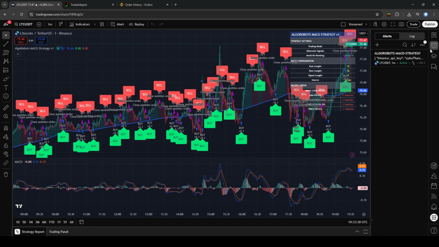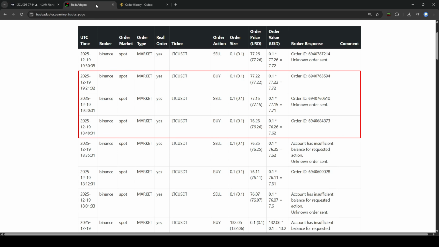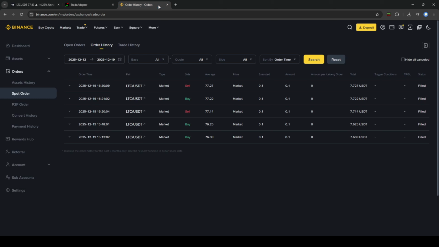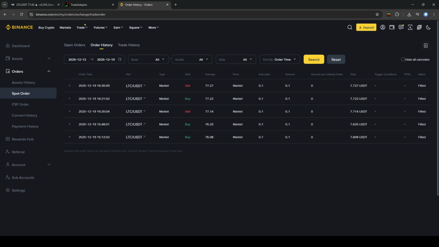After a few minutes, we go back to TradingView, and we can see the log showing the orders executed by our strategy. At the same time, those exact trades are reflected in TradeAdapter and directly on Binance, allowing us to confirm that the entire execution flow is working correctly. This is how we connect and fully automate our TradingView strategy using TradeAdapter, achieving a complete and perfectly synchronized execution.